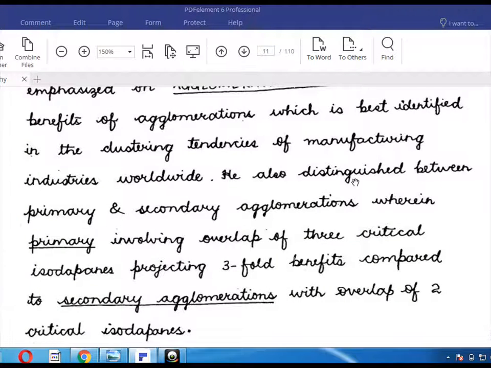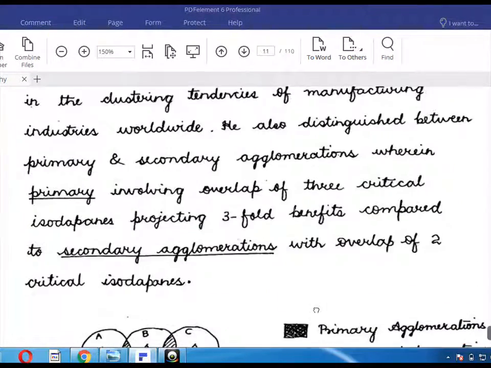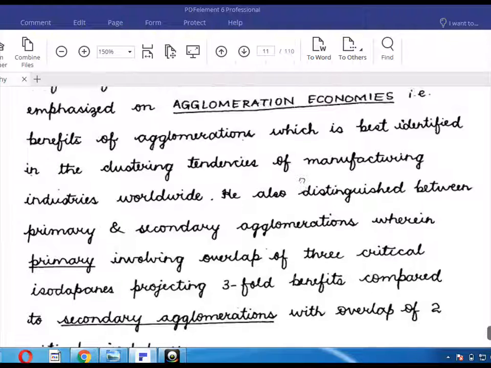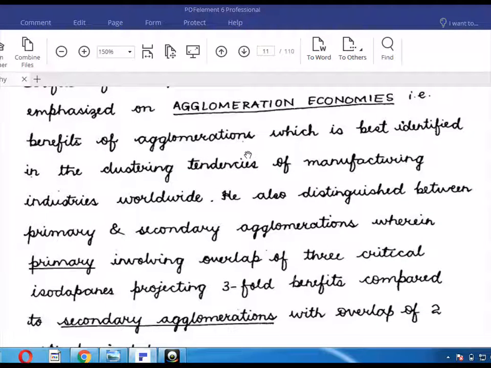He also distinguished between primary and secondary agglomerations, wherein a primary involves overlap of three critical isotopes projecting threefold benefits, compared to secondary agglomerations which developed of two critical isotopes. And here you can see some of the important things like agglomeration economics, that is the benefits of agglomeration, which is best identified in the clustering tendencies of manufacturing industries worldwide.